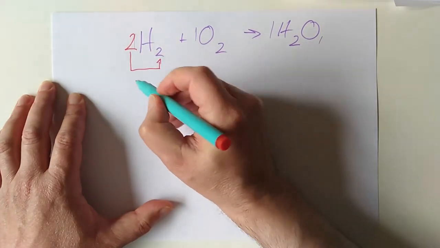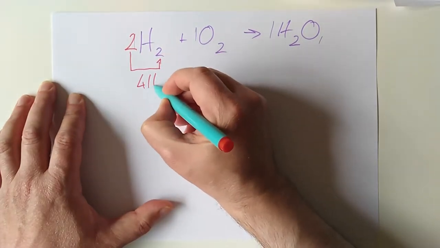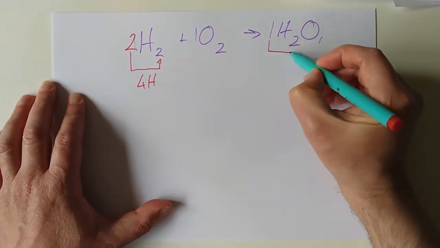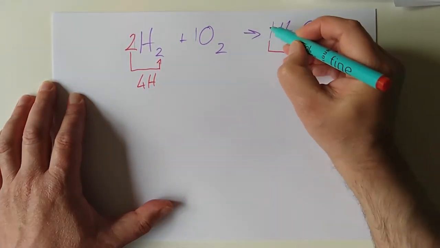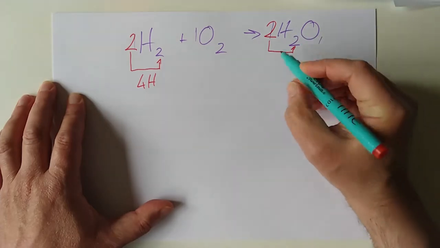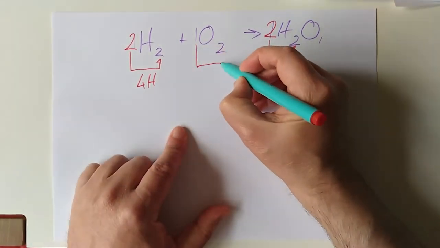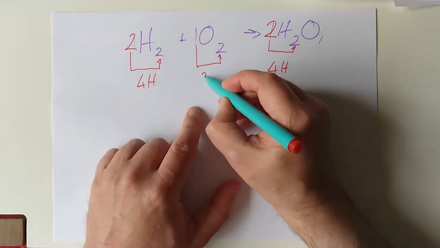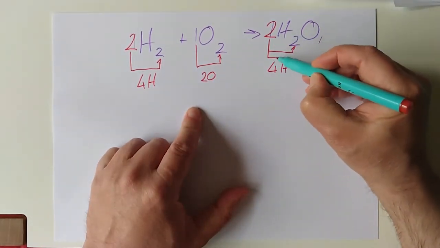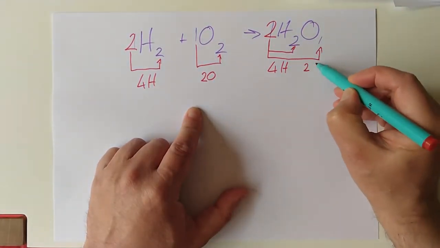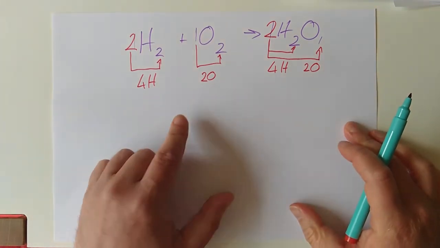So 2 times 2 means we have 4 hydrogens here. We only have 2 hydrogens here, so let's change that to 2 as well, and that will solve that problem. 4 hydrogens. 1 times 2, 2 oxygens. 2 times 1, 2 oxygens. Excellent. It's balanced.